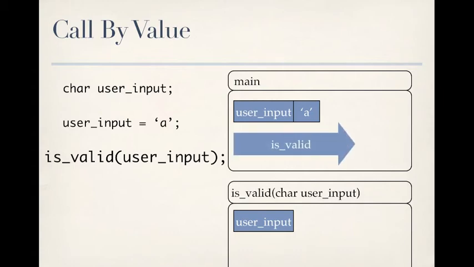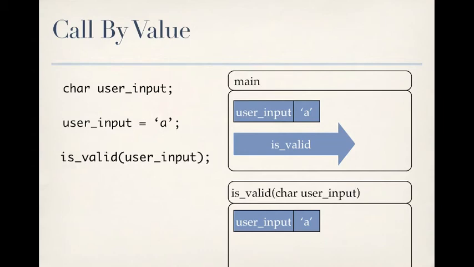So this means we have is valid, and this one is called, and when calling this we have to hand over user input, the value of the variable user input. We have to hand over this to our function we call. So what happens is that we take a copy of the value of A, and then this A is handed over to the parameter user input.